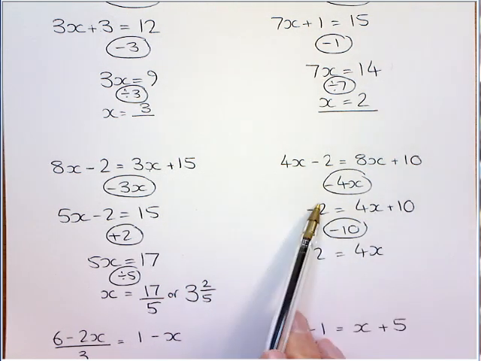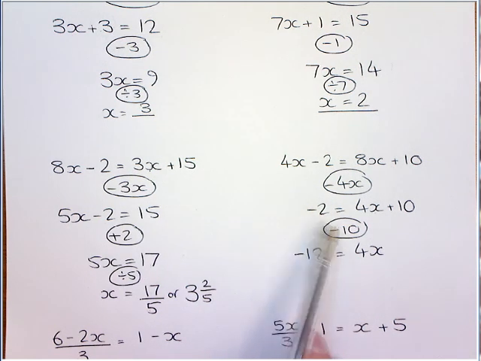Now, a lot of people struggle with this bit, but if this is where you're starting from, when you take away, you go down the number line. So we're going down a further 10, so we'd end up there.